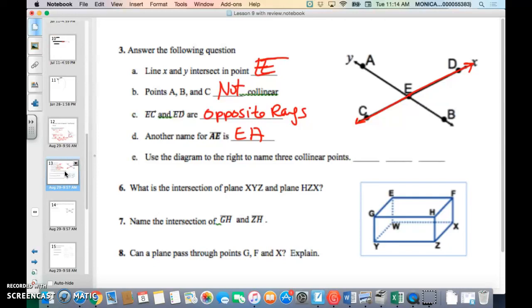Okay, so you could use CED as one option, or AEB, and they can be in any order as a second option.